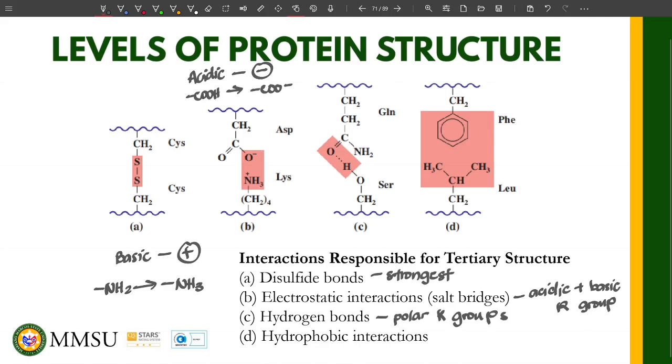For example, you have your glutamine, eto. Meron siyang C double bond O, may amino dyan. So, polar neutral yan. And then, eto, si serine, it has a hydroxy group. So, OH. So, there would be a hydrogen bond between your oxygen and the hydrogen galing kay serine. Ganun lang, yung sa hydrogen bonds.